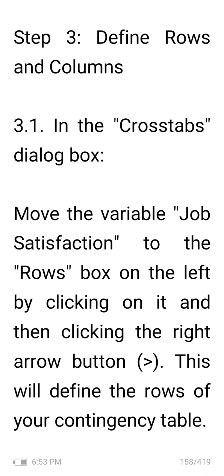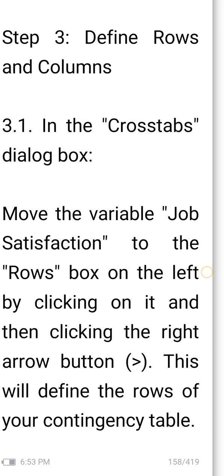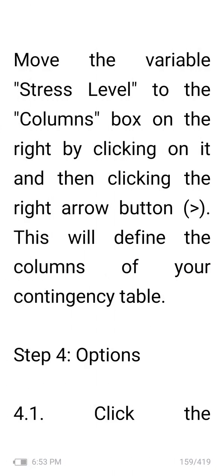Define rows and columns. In the Crosstabs dialog box, move the variable job satisfaction to the rows box on the left by clicking on it and then clicking the right arrow button. This will define the rows of your contingency table. Move the variable stress level to the columns box on the right by clicking on it and then clicking the right arrow button. This will define the columns of your contingency table.